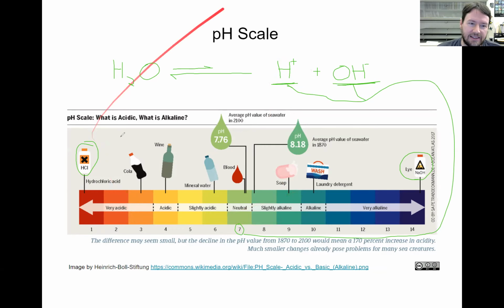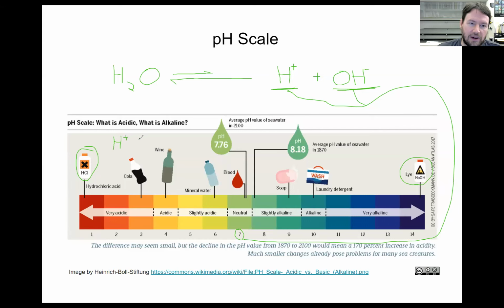So actually, I'm going to make a few more notes on this. For acidic substances, we have more hydrogen than hydroxide. And then for alkaline or basic solutions, we have more hydroxide than hydrogen ions. Okay, so what this means is that things that are acidic have an excess of hydrogen ions, and that changes the environment for cellular biochemistry.